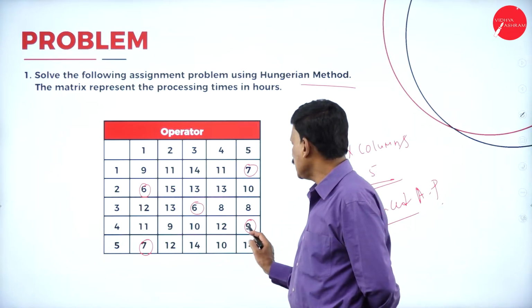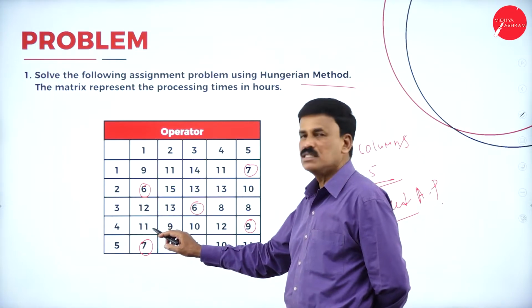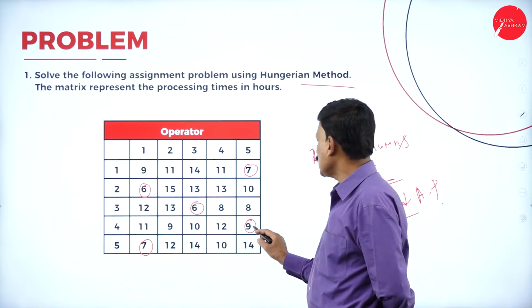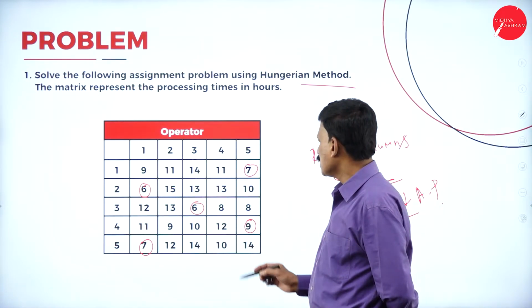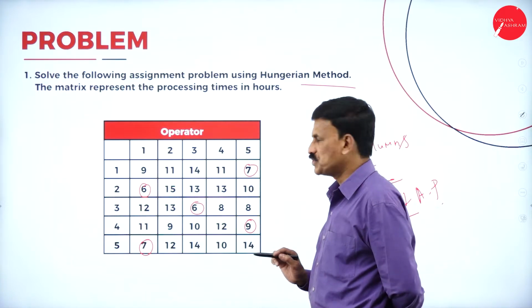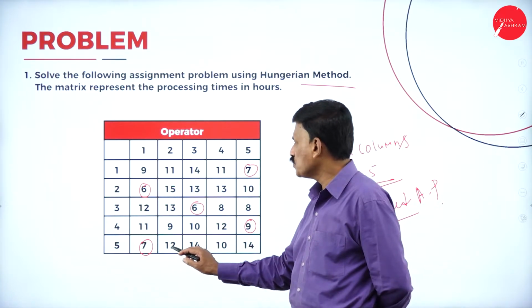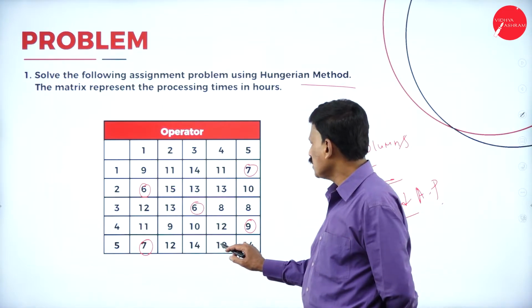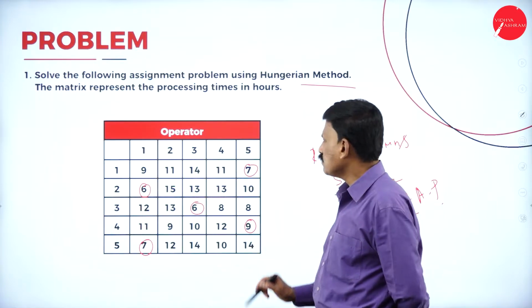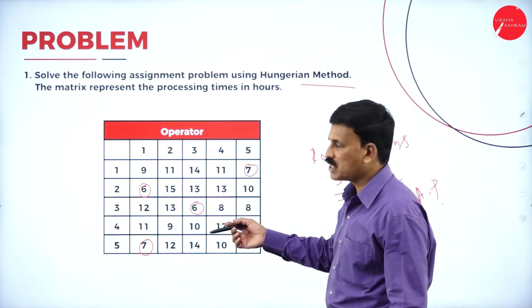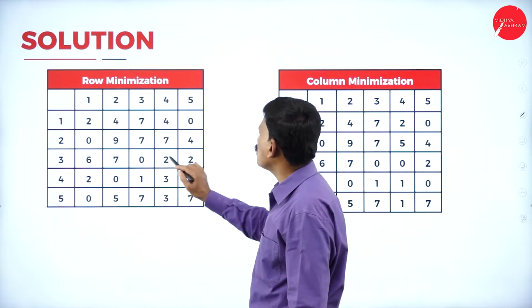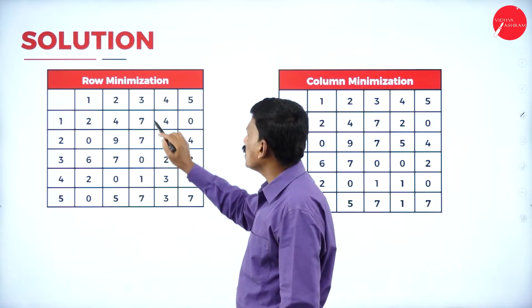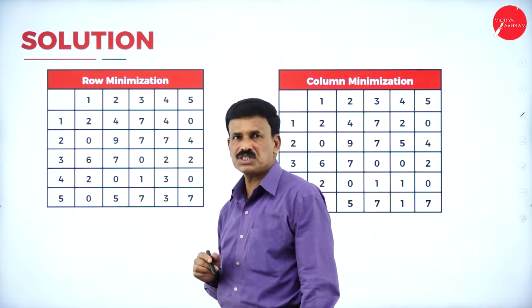11 minus 9, 9 is the least value. So 11 minus 9 is equal to 2, 9 minus 9 is 0, 10 minus 9 is 1, 12 minus 9 is 3 and 9 minus 9 is 0. Again 7 minus 7 is 0, 12 minus 7 is equal to 5, 14 minus 7 is 7, 10 minus 7 is 3, 14 minus 7 is 7. That is what we are going to write. So let me write: 2, 4, 7, 4, 0. These are the values we are getting by row minimization.